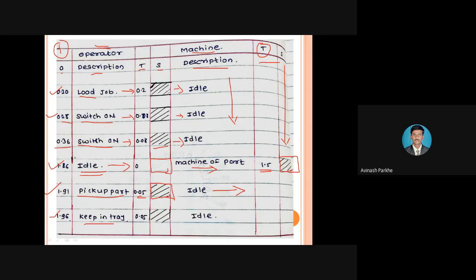How much time is required? 0.05 minutes. Again here only the operator is working. Therefore it is represented by this particular hatching line. But in front of that, the machine is idle.